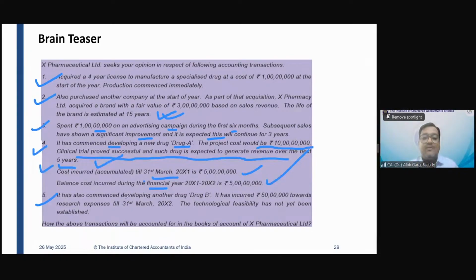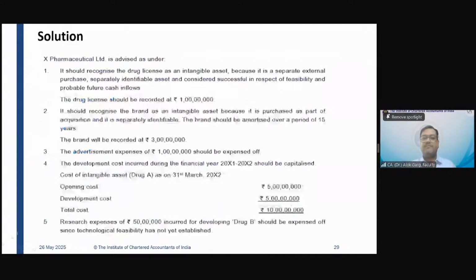Lastly, it has also commenced developing another drug B, another salt. It has incurred 50 lakh towards research expenses till 31st March 20x2. The technical feasibility has not yet been established. What is the accounting entry? Full to P&L. This is entire research phase expense and this entire money has to be taken to P&L. This is what is written here. Right? Clear?